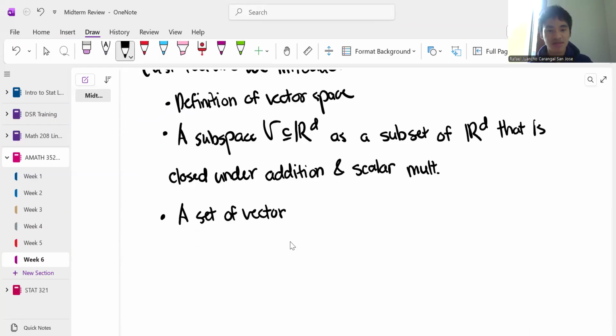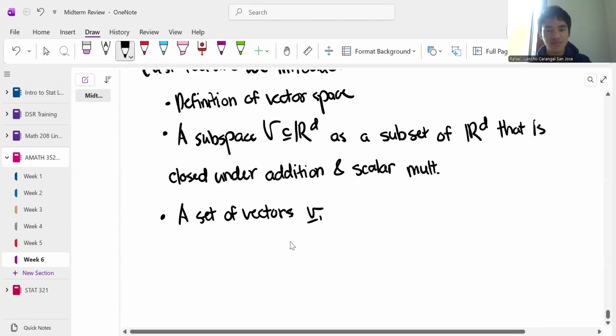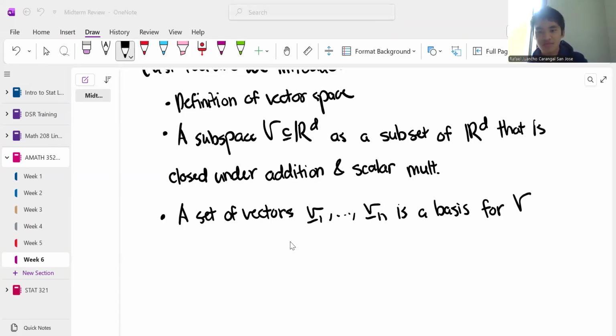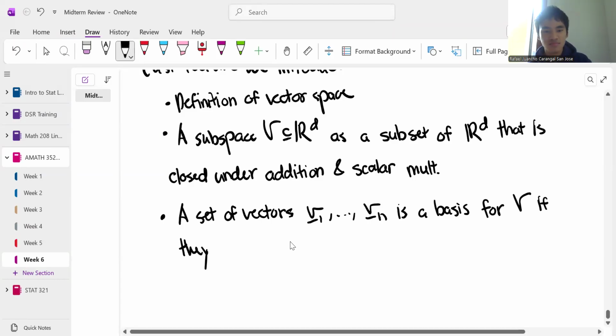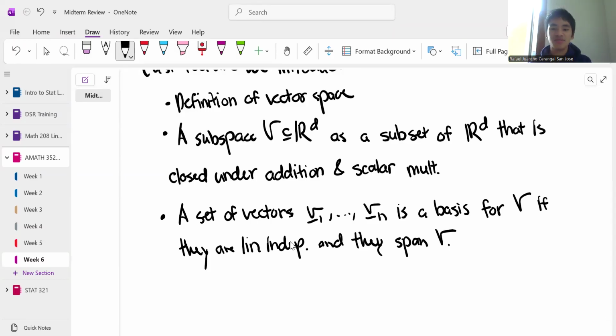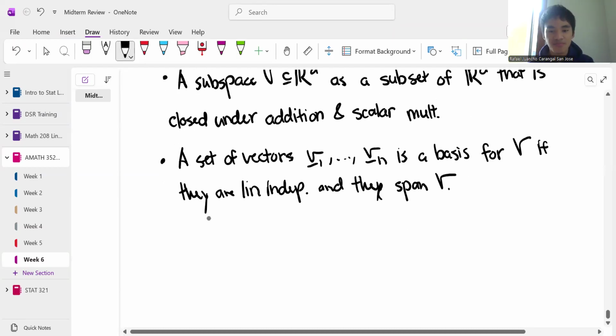We said that a set of vectors, let's do V1 all the way to Vn, we say that the set is a basis for V, and we have two criteria for it, right? One is if the set is linearly independent and they span that subspace V. So that's what we said, right? Those were the two criteria.